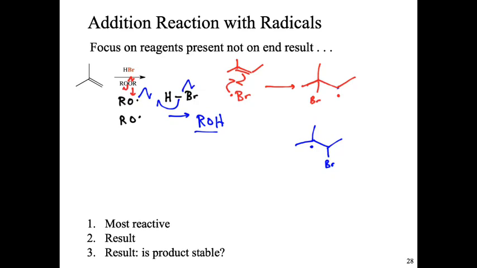Radicals most closely approximate carbocations. Because of that, I want to place the radical where I would have the most stable carbocation. Where's the most stable carbocation? Tertiary position. The blue one is favored. That radical now floats around and encounters HBr.